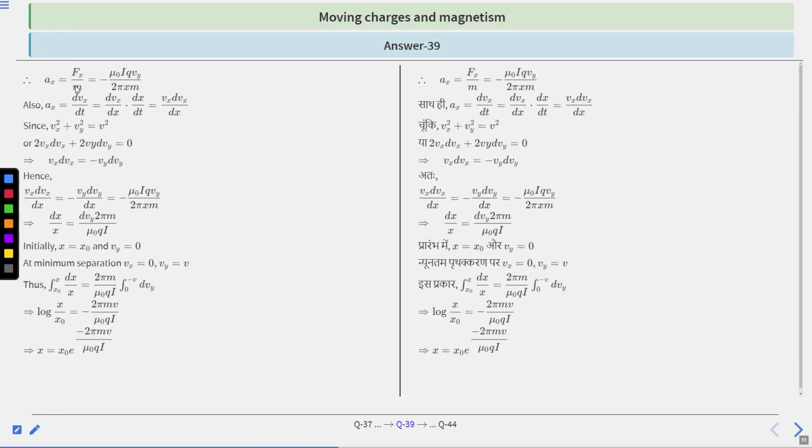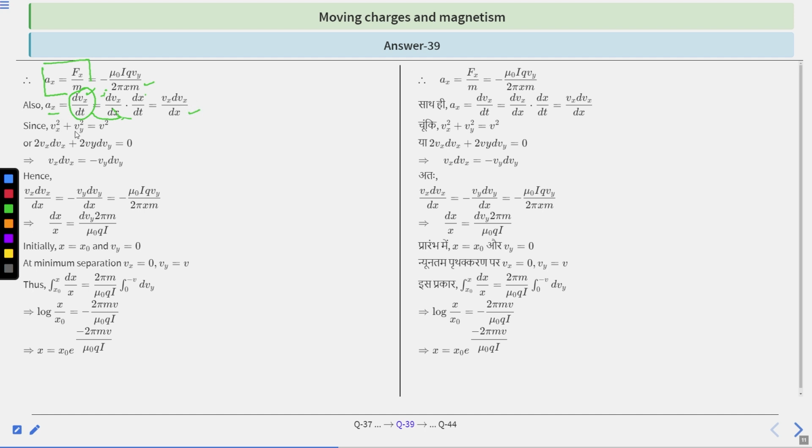Solving this term, you will get Ax is equal to Fx divided by m. So this is the acceleration in the x direction, which is equal to minus mu naught I Q Vy divided by 2 pi x m. Also Ax is equal to dvx divided by dt, which is equal to dvx by dx multiplied by dx upon dt. This term is written in a different form here. Clear? dvx divided by dx, times dx upon dt. So this term is this.